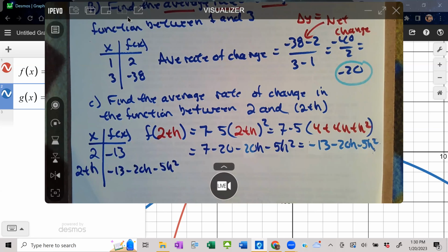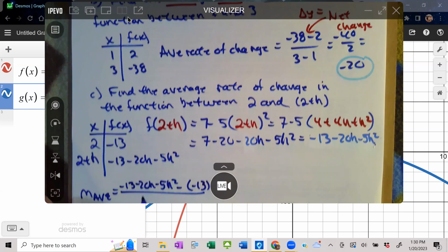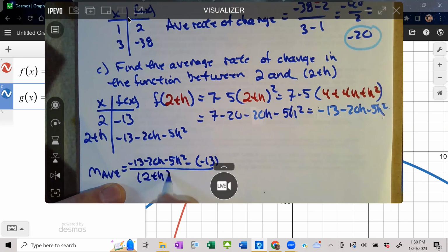As before, we want to find the slope of a line between those 2 points. So let me just call it m sub av. It's going to be the difference in the y coordinates. So this one minus this one, negative 13 minus 20h minus 5h squared minus negative 13, over 2 plus h minus 2. Pause the video and see if you can't simplify this a little bit. It's going to simplify a lot.